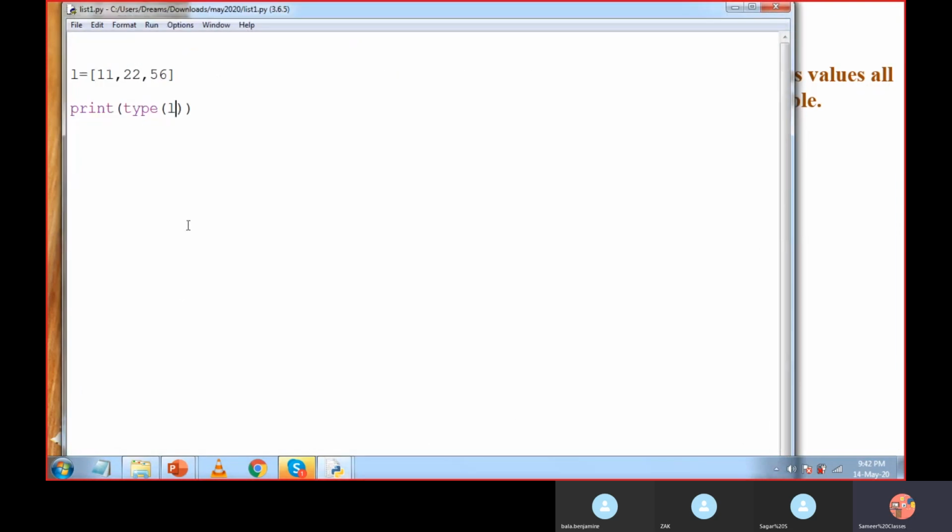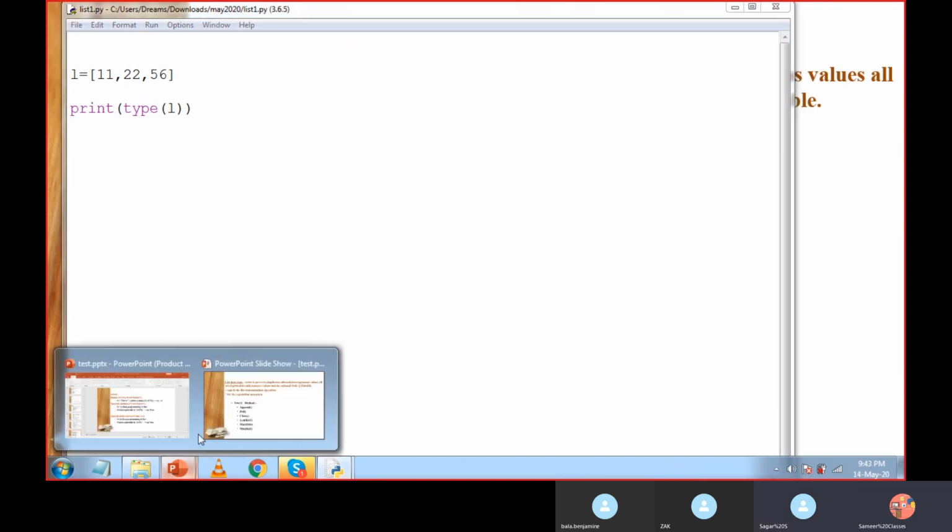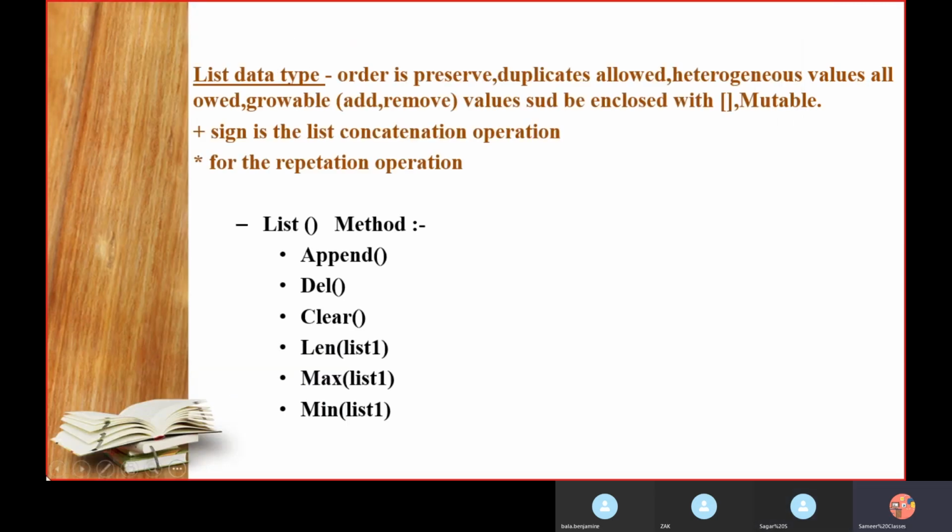Why is it a list? Can anyone tell me what the indication for a list is? By seeing this itself I can say it's a list. Square bracket. Yeah, square bracket is the indication for a list. Now I'll talk about the details. In a list, order is preserved, meaning whatever element is at the 0th index will always stay at the 0th index. Duplicates are allowed. You can repeat the element value.